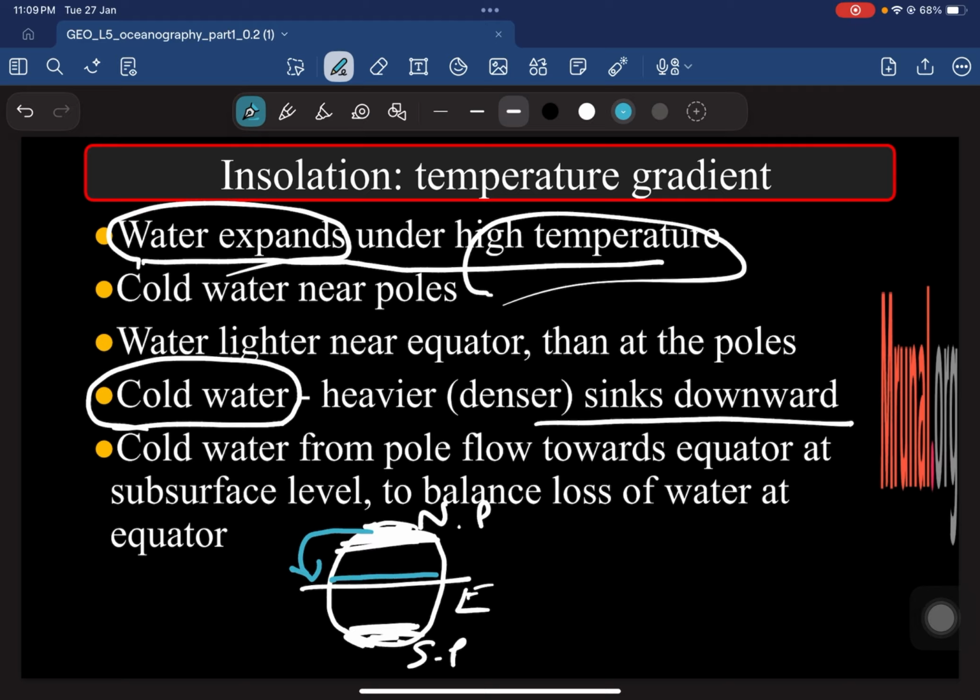Here in the equator region, what is going to happen? Here the water is hot, it will expand and it will move to the North Pole and South Pole. Cold water will sink and it will move towards the equator. This is how ocean currents will circulate. One by one I discussed.